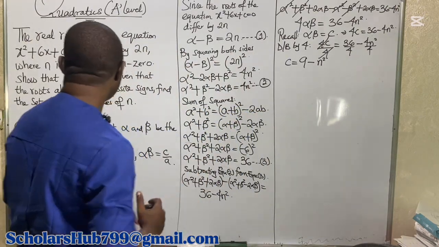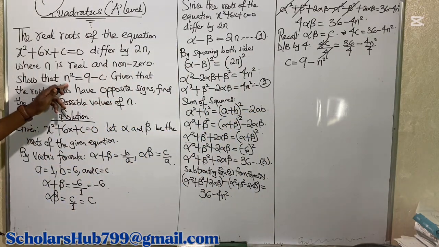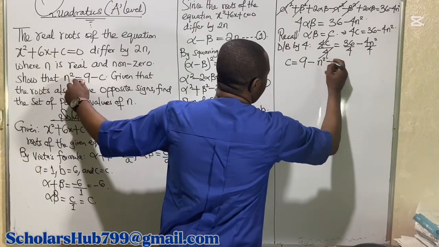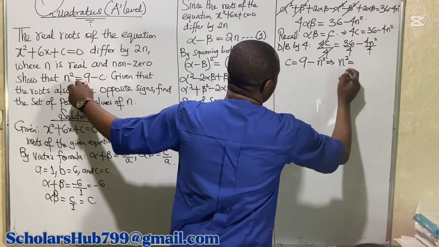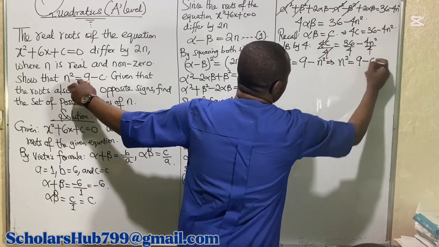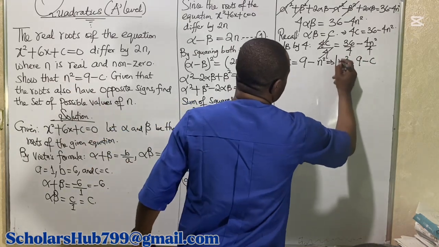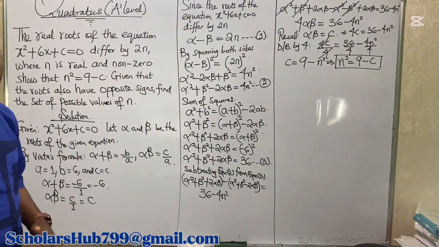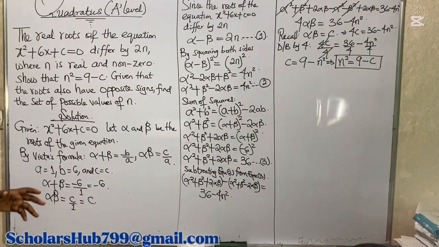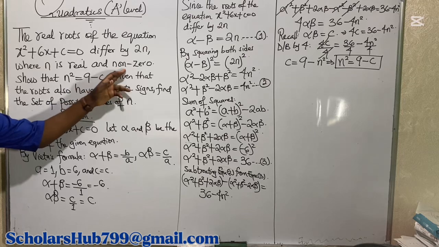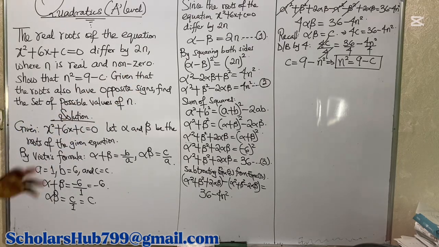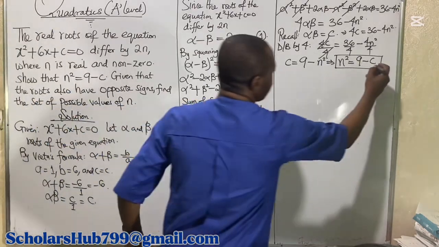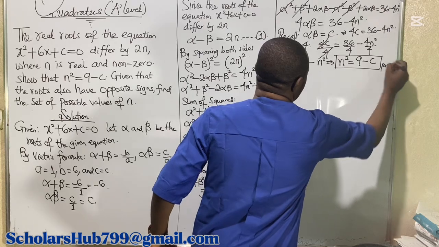Now we can rearrange the equation so that we have what we want. When we rearrange the equation, this will be n squared equals 9 minus c. So we have just shown that n squared equals 9 minus c, because n is real and non-zero. So this is proven.